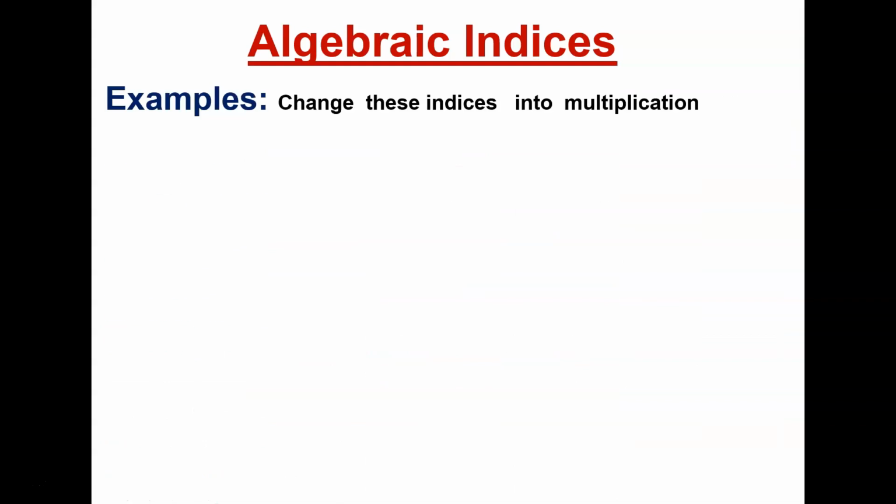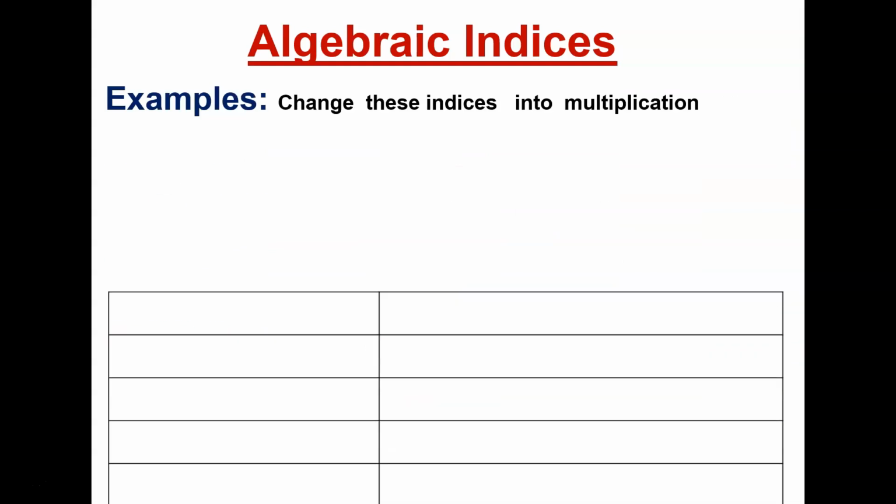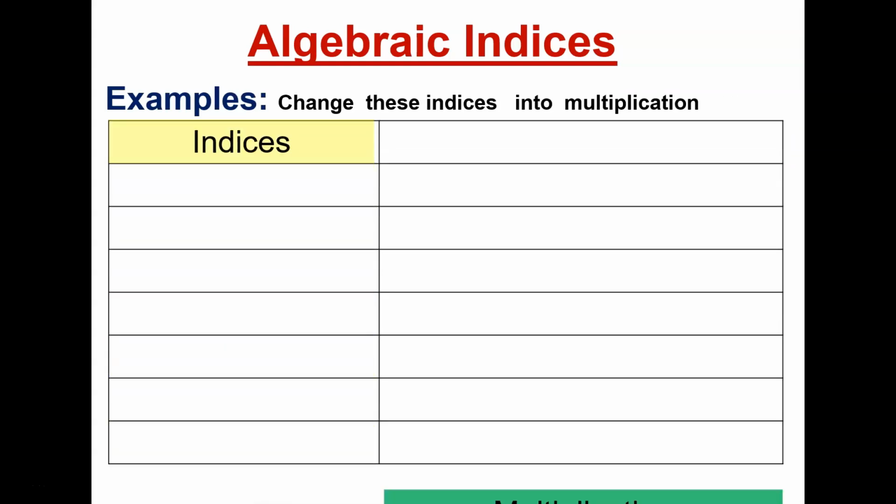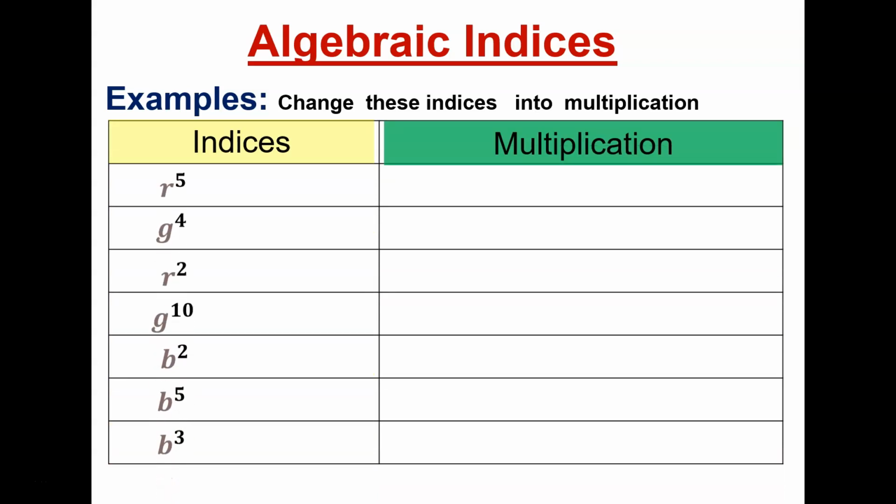Now, let's go one step further. Here it says change these indices into multiplication. That's the indices. You have to change it to multiplication, and that's what you get. So you can stop the video again and change these indices into multiplication form.